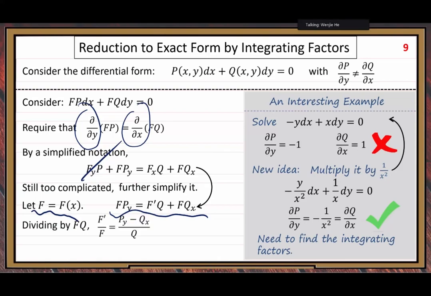So we do some manipulation. We get f prime over f equals a known function. The right-hand side is a known function: p sub y minus q sub x over q. This is a known function. That means you only need to determine a special function capital F such that f prime over f equals a known function.